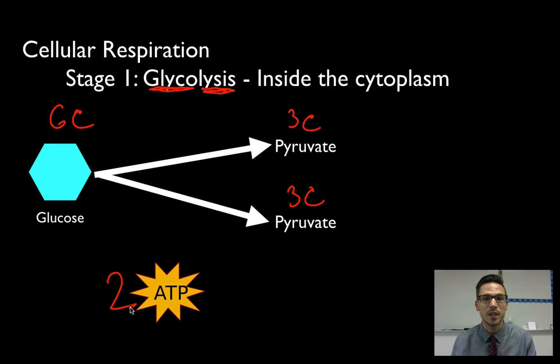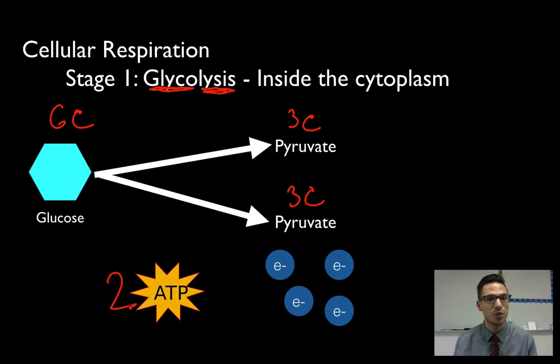Another thing that we're going to get out of this are some of these high energy electrons, and these aren't important yet, but you will see that these high energy electrons will be used later in the process of cell respiration. So to just once again go through this process, we took glucose, we broke it down into 2 pyruvates, we got 2 ATPs and some high energy electrons.